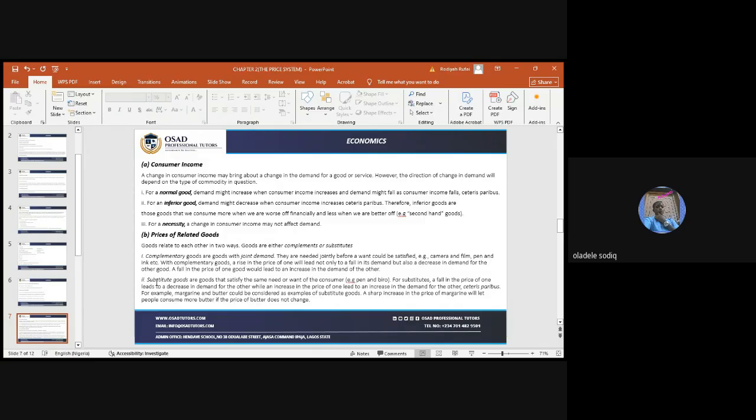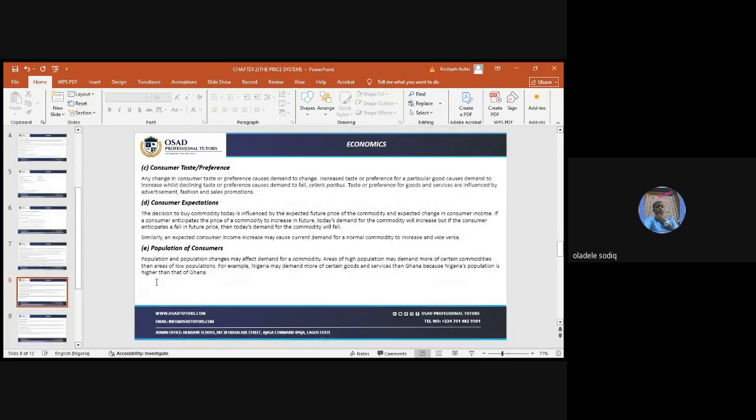I can decide to say I'm not drinking Milo today, I want to take Bonfita today. Or I'm not taking Bonfita today, I want to take Milo. They both serve the same purpose. If Milo increases the price today, Bonfita too will increase the price. Do you understand? They serve the same purpose, just like margarine and butter. You all know margarine and butter. So all of these are substitute goods.